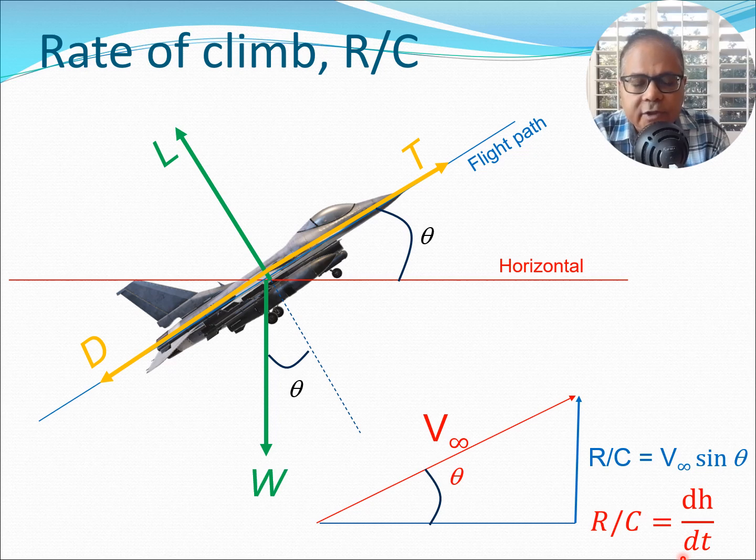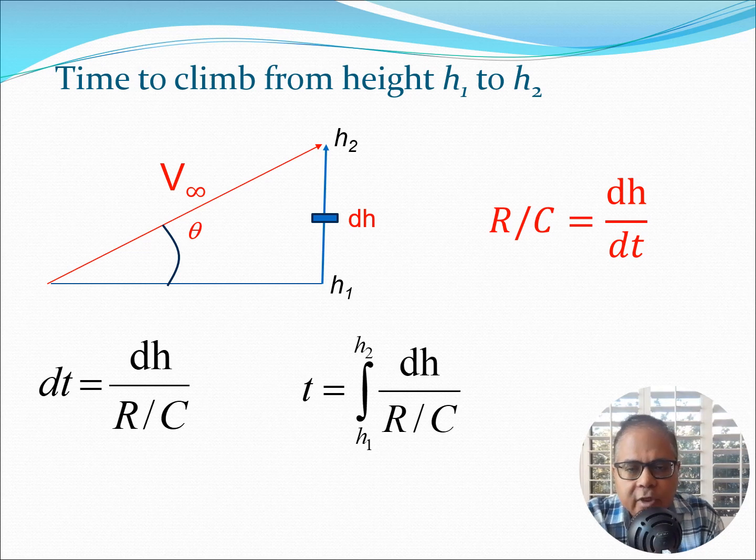That is the definition of rate of climb in terms of calculus, and it is going to give us some idea about the time it requires to climb from a given altitude to a different altitude. So let's try to get the equation for that. We are going to look at the equation for time to climb from height h1 to h2. Consider you are at height h1 and you have to go to h2. Of course in an airplane you have to go like this, so you have a certain velocity, and you have to go in this direction.